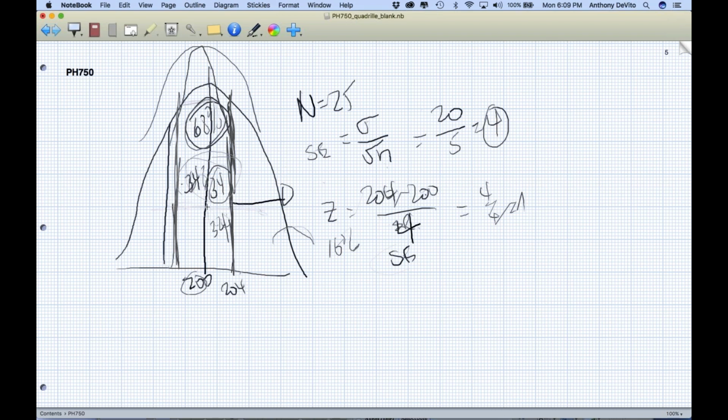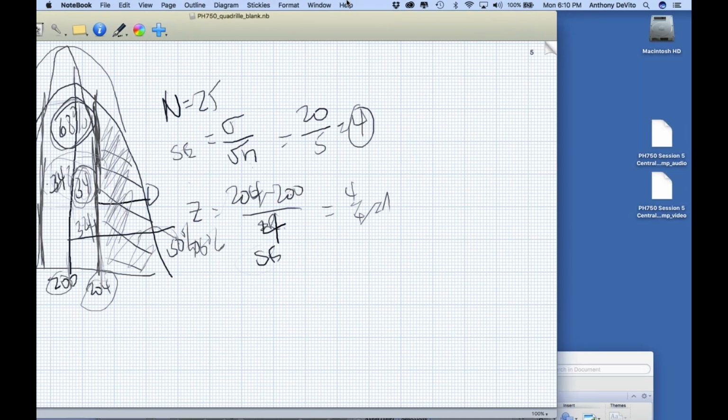Oh, because we're interested in the percentage of outcomes for sample means that's above 204. So I want this area here that's above one standard deviation above. So I know from the mean up is 50% of the distribution, right? So if 34% is here, that leaves 16% in here. Okay? All right. So next.